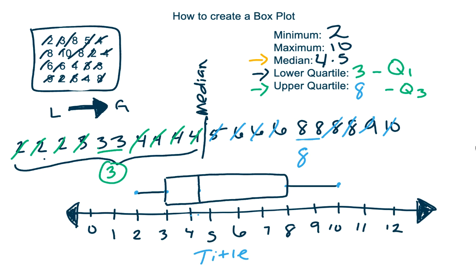So I'll go ahead and go back through and label this. Remember, this is where we marked our maximum. This is where we marked our minimum. This was Q1. This was Q3. And this was the median. Okay. And that's how you would use the given data, find the 5 numbers that you need to create the box plot, and how you would create the box plot.